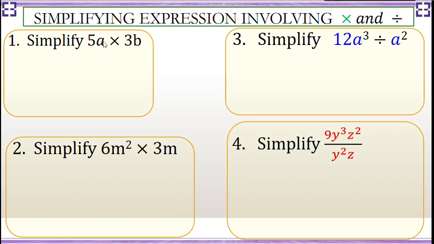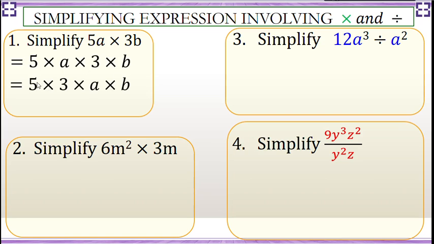You need to understand what these actually mean. 5a times 3b actually means 5 times a times 3 times b. So you multiply the real numbers and you multiply the letters. So 5 times 3 will give you 15. Then a times b will give you ab. That's why the answer is 15ab.